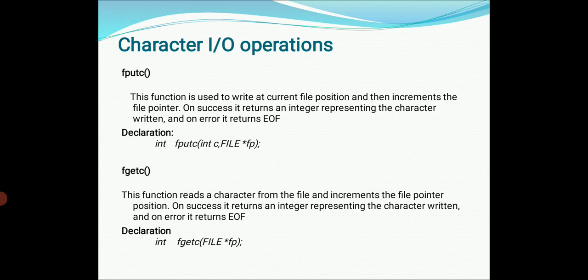The second function is fgetc. This function is used for reading a character from the file and incrementing the file pointer position. On success, it returns an integer representing the character read. On error, it returns the end of file. So this is the declaration of the function.